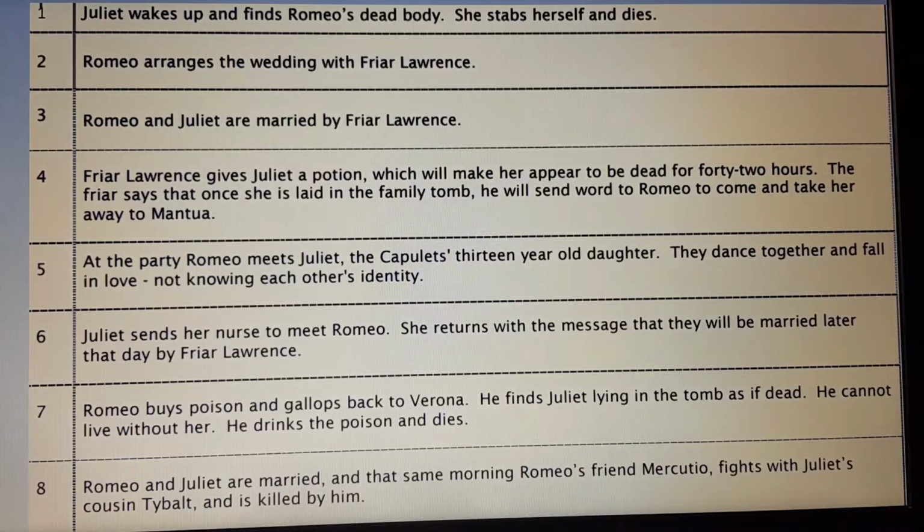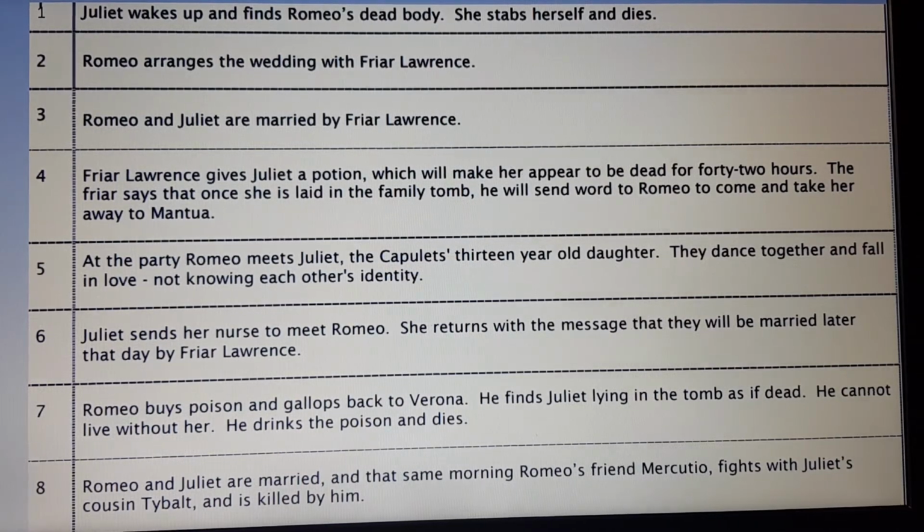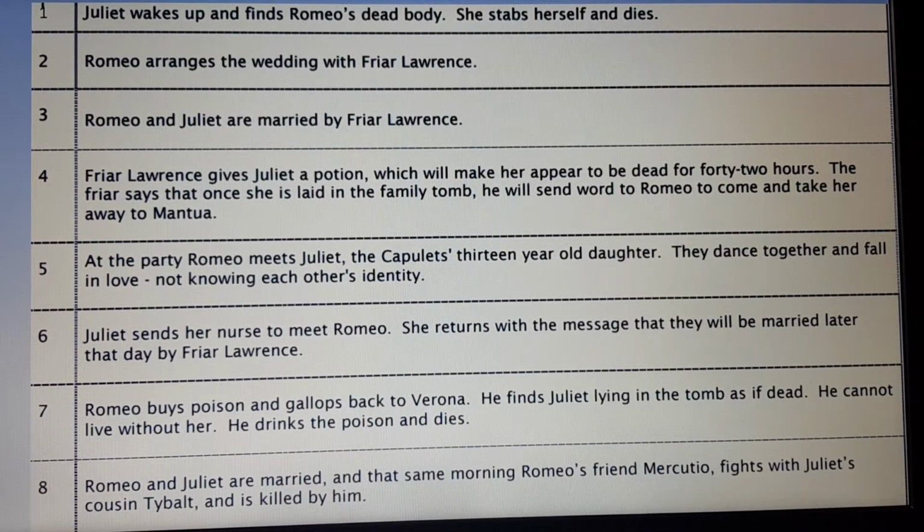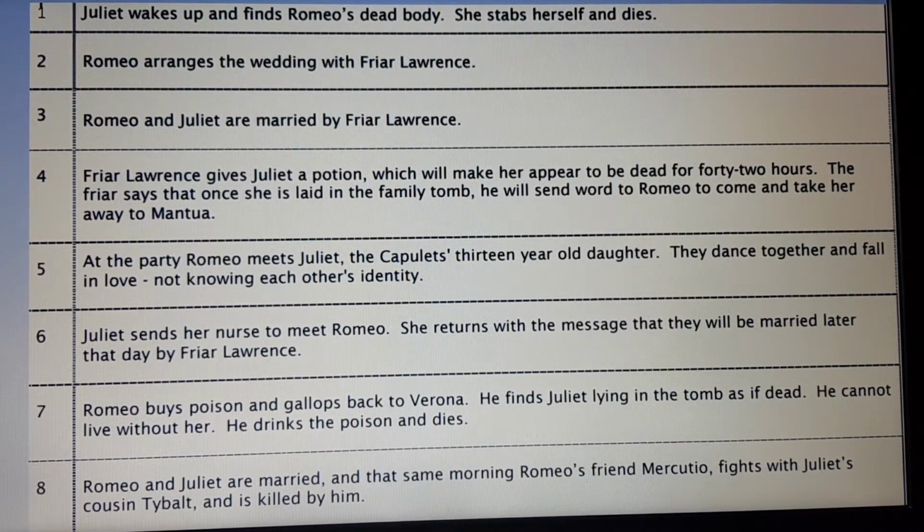So let's have a look at these different bits. So number one, Juliet wakes up and finds Romeo's dead body. She stabs herself and dies. Number two, Romeo arranges the wedding with Friar Lawrence. Number three, Romeo and Juliet are married by Friar Lawrence. Number four, Friar Lawrence gives Juliet a potion which will make her appear to be dead for 42 hours. The friar says that once she's laid in the family tomb, he will send word to Romeo to come and take her away to Mantua.